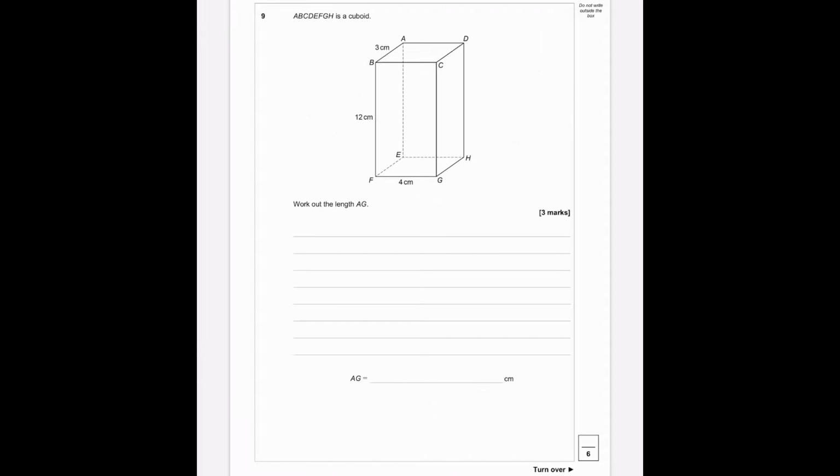Question 9, Pythagoras in 3 dimensions. You can do this in 2 steps, but I prefer to do it in just one. a squared plus b squared plus c squared equals d squared, if you like. So we're square rooting 3 squared plus 12 squared plus 4 squared. 9 plus 144 plus 16, which is the square root of 169, which is 13. AG is 13.